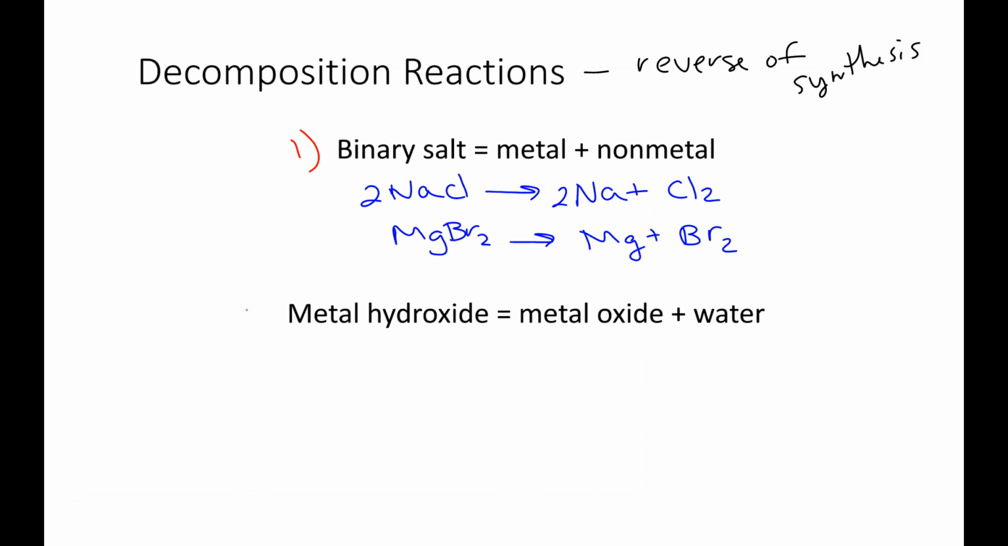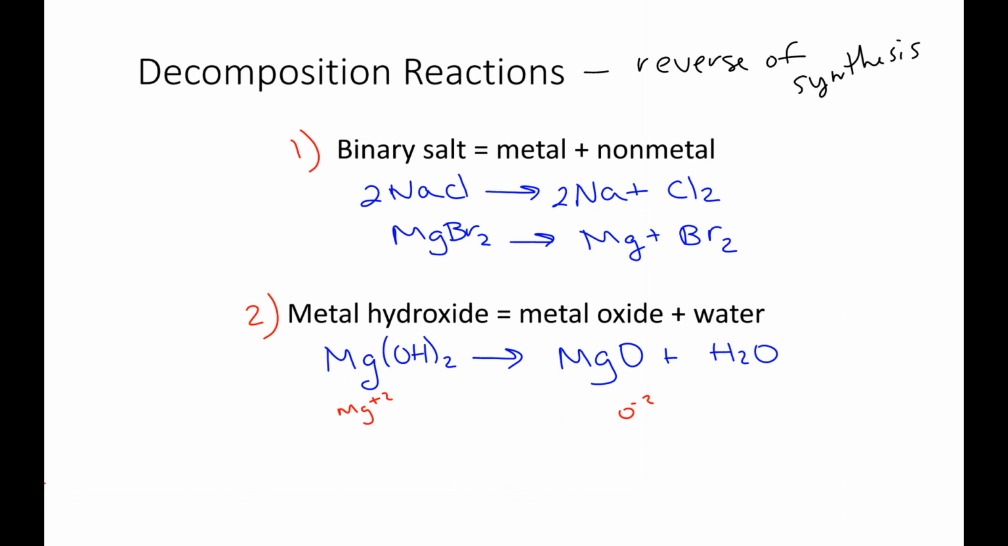Metal hydroxide equals a metal oxide and water. So no matter what metal hydroxide I give you, you should be able to take it apart. So let's do magnesium hydroxide. So if we take that apart, we get the metal oxide. Well, the metal is Mg, which by the way has a +2 charge. Our oxygen has a -2 charge. So since they both have the same charge, it's MgO. That's when they form together, plus water.